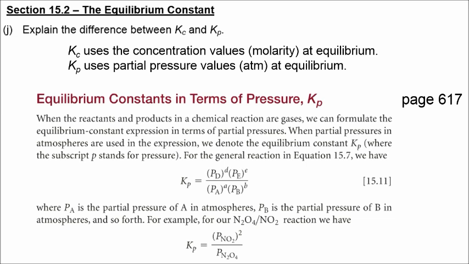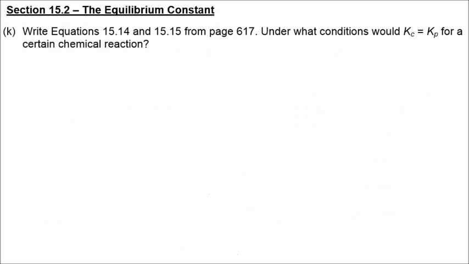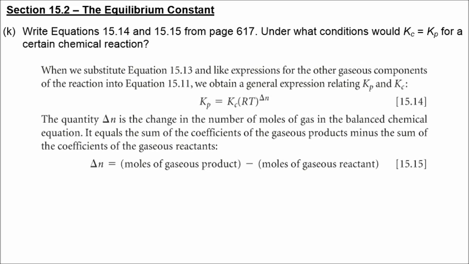On page 617, you can see the expression for Kp. It's still products over reactants, and you still raise the quantity to the power, which is the exponent coming from the coefficient in the balanced equation. We just simply use pressures as opposed to molarity values. So on page 617, equations 15.14 and 15.15 have to do with this relationship between Kp and Kc.